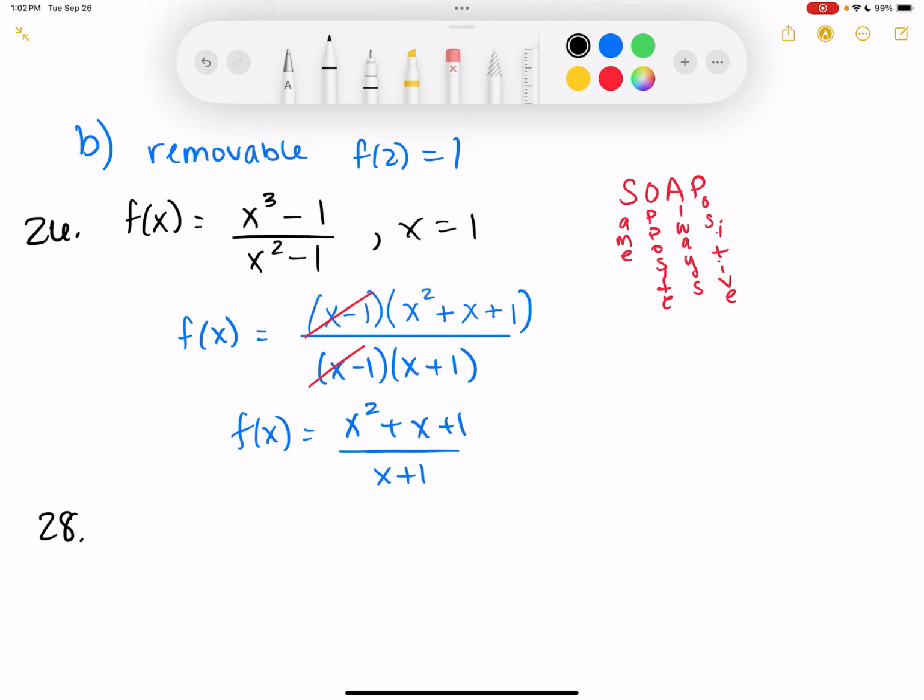Alright, this might not be the best example, but we're going to do it anyways. f of x is equal to what? So that makes me nervous. The sine of 4x over x, and x is equal to 0.